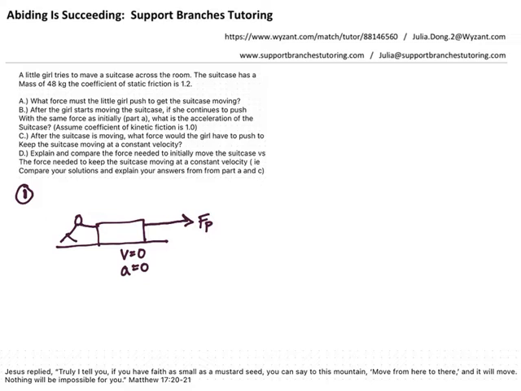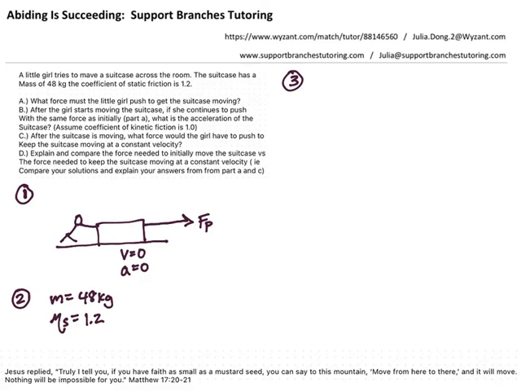And what does the problem tell us? For step 2, we're going to write out what we know. We know that the mass equals 48 kilograms, and that's the mass of the suitcase. And we know that the static coefficient of friction, which is this little weird looking mu, is 1.2. That's not a lot of information, but we can actually do a lot of calculations with just those numbers.